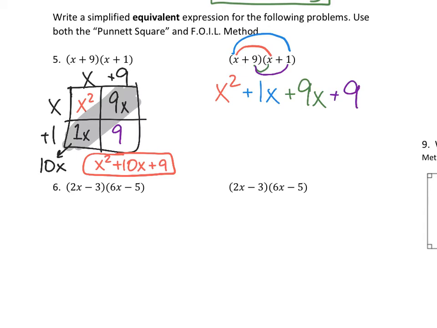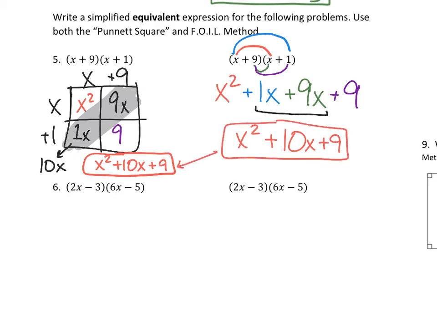Where are the like terms in the FOIL method? They're in the middle. No, we're adding. Combining like terms is adding. So this is going to be x squared plus 10x plus 9. Isn't that the same answer we got?